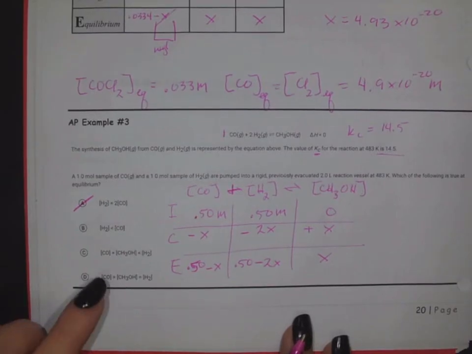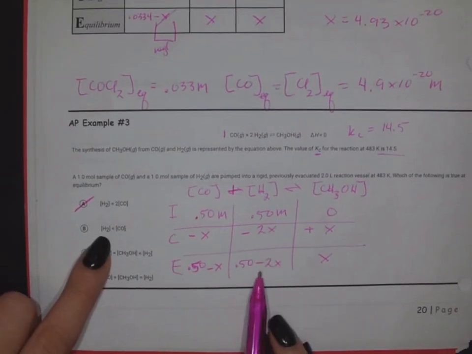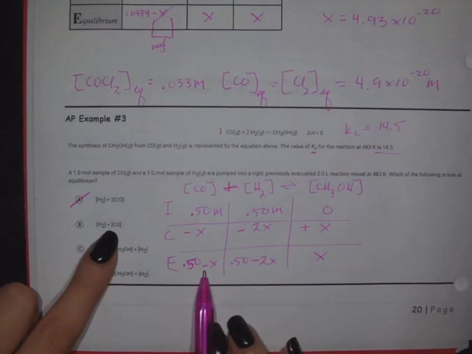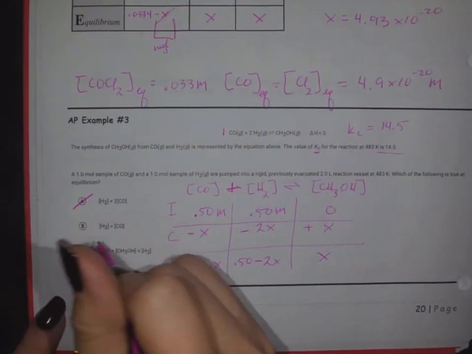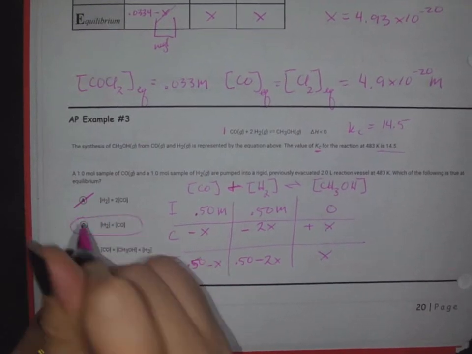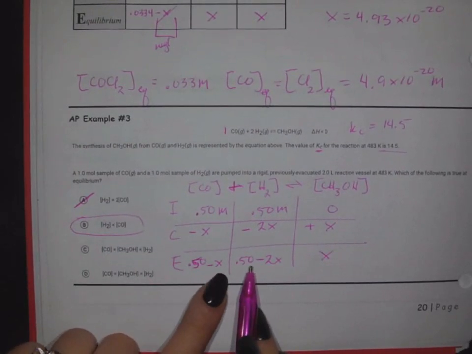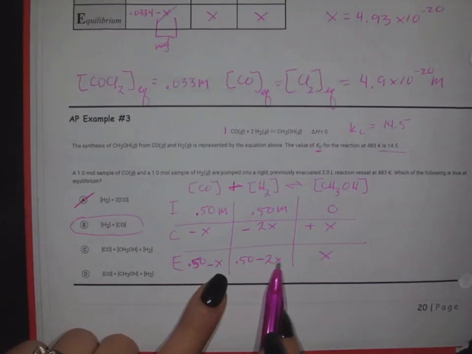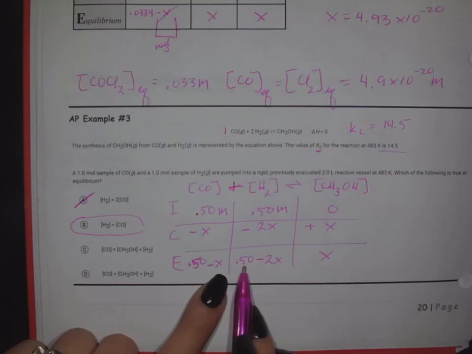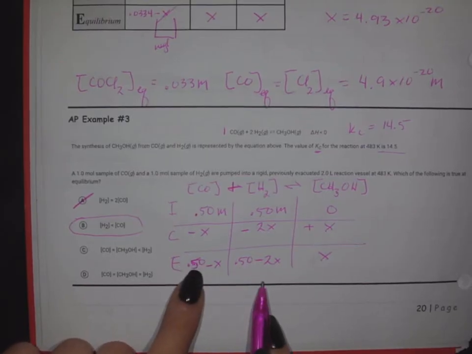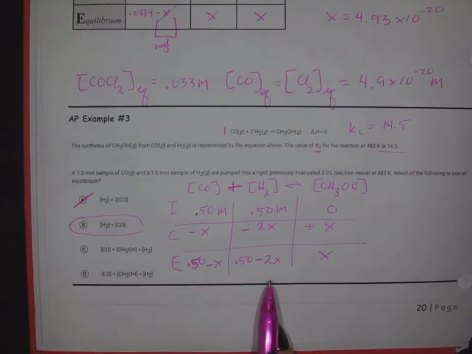Answer option B says that H2, this value at equilibrium, will be less than that one. Now, that is true, and we're going to look at the other ones to see, but this is true because they started with the same amount, and then this is going to be minus x, and this is going to be minus 2x. So we're going to remove more from this 0.5 than we are from this 0.5. So this value will be smaller, and that value will be bigger.